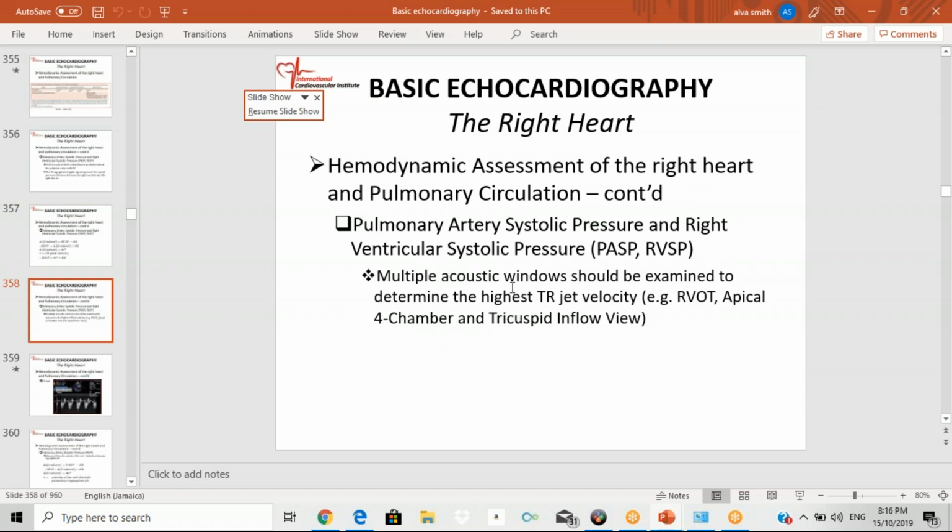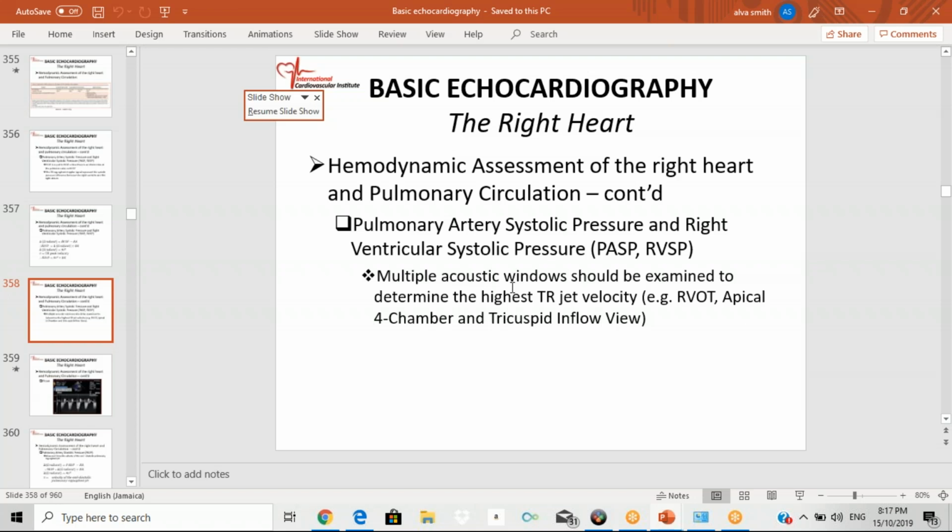All right, and again, these are Doppler techniques, so you have to use multiple windows. The reason for the multiple windows is that the angle the ultrasound beam makes with the moving blood or the moving structure is very important. You want to get that angle as close to zero as possible, okay?